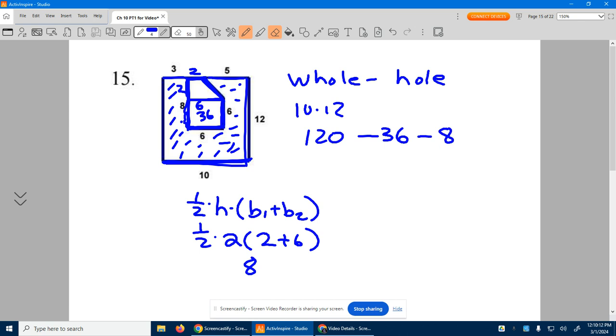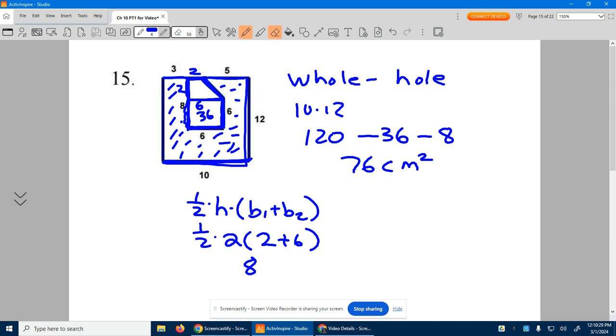So we're going to do, for number 15, we're going to do 120 minus 36 minus 8. And that'll end up giving us, what is that, about 76? Yep. 76 square centimeters of space left inside there.